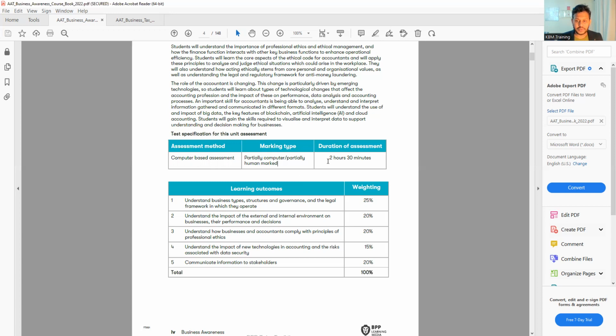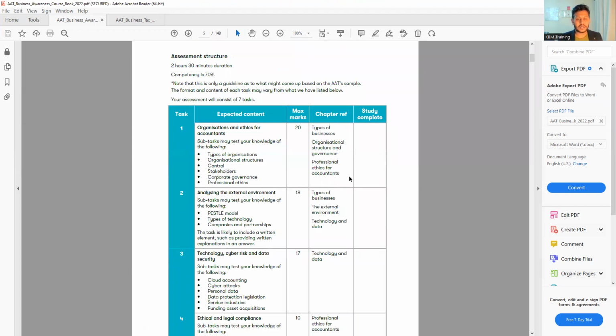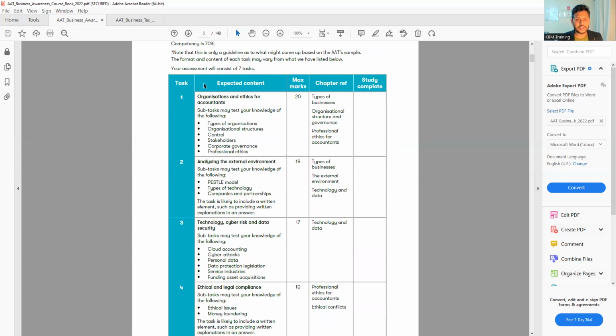The exam duration will be 2.5 hours. So we have to write for almost 2.5 hours to answer 7 questions in the exam. So there will be 7 tasks, and we have to perform these 7 tasks within 2.5 hours. If we look at the structure of the question, we can see here 2.5 hour exam duration, competency 70%, and obviously we have to answer 7 questions in the exam.